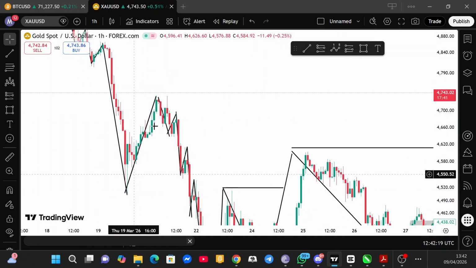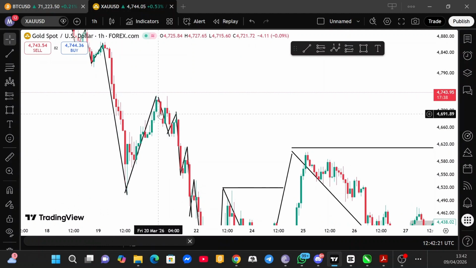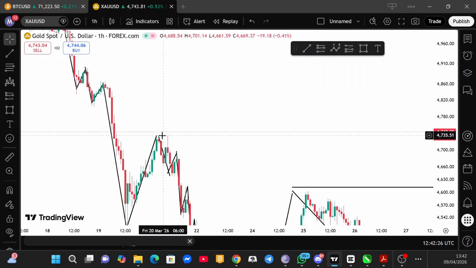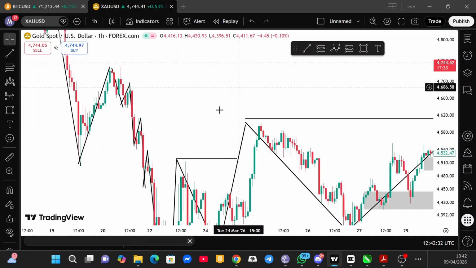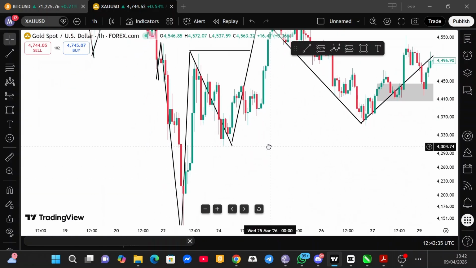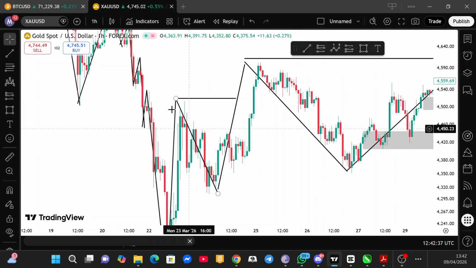You can have temporary bullish trends here, but I personally prefer to wait for a new high to be formed, and then I sell from that point to the downside. While in a bullish market, you wait for a new low to be formed.